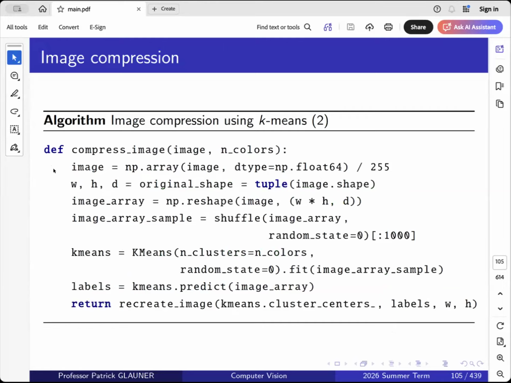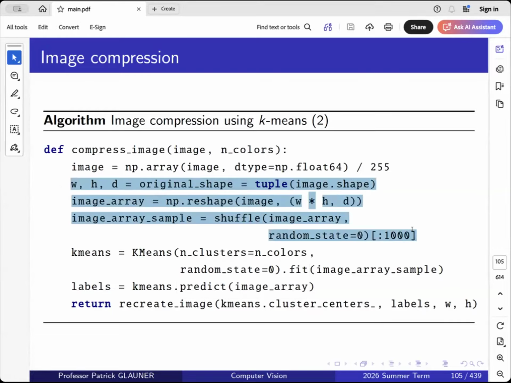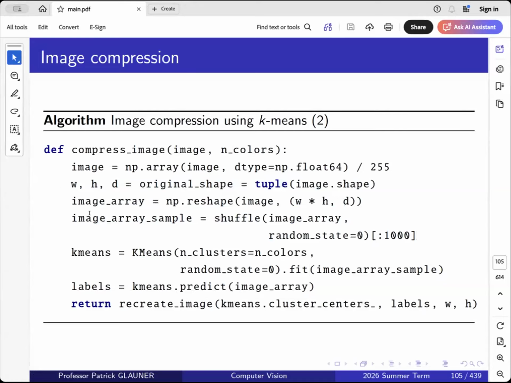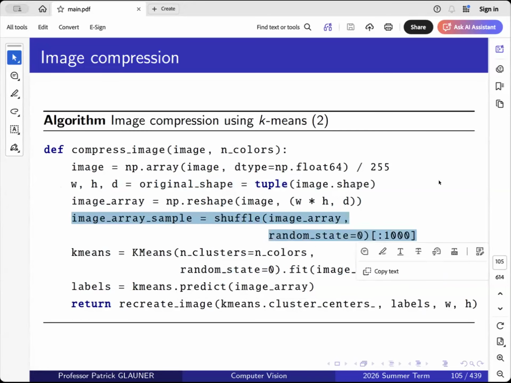What it first does is it converts the image to a NumPy array and normalizes the values, so values are between 0 and 1. And then it does a sort of lengthy conversion back and forth because we have this image and it needs to be put into a shape so we can put it into k-means. Some of this code here is not too interesting for now, and it also has a small helper to speed up a little bit.